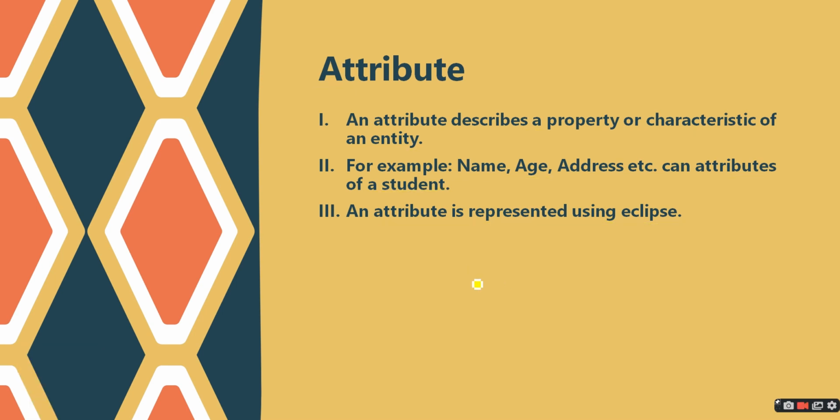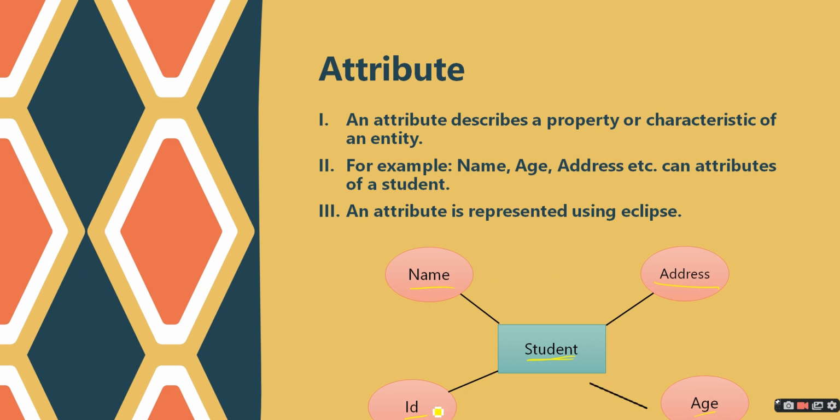Let's say I have created an entity called student, and this student can have so many attributes, like it can have age, it can have name. So we are going to represent these via this ellipse symbol. Address. Just take the example of a student: it can have name, address, age and ID. And why this ID? Because this ID is going to identify each and every record of a student.